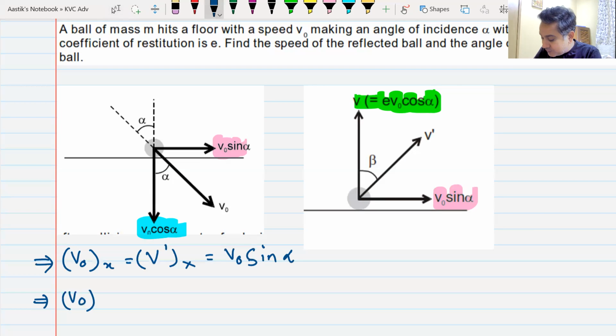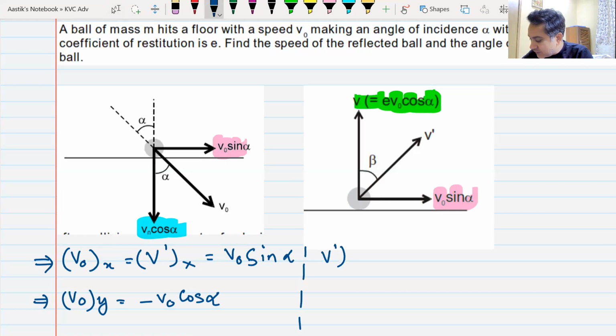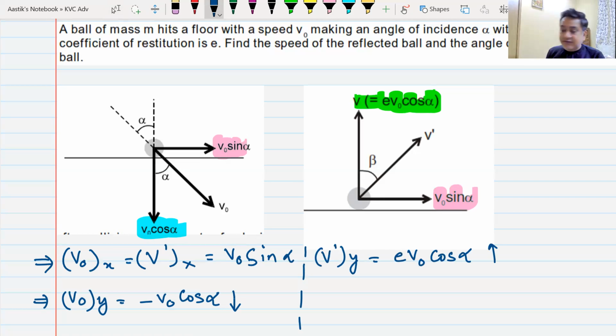The y component of v naught is minus v naught cos alpha. Why is it minus? Because it is going down. The y component of v dash becomes E times v naught cos alpha, with a positive sign because it is upwards. This is downwards and this is upwards. Do we understand this?